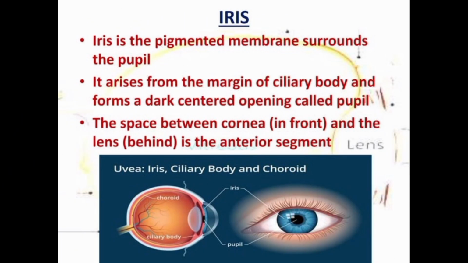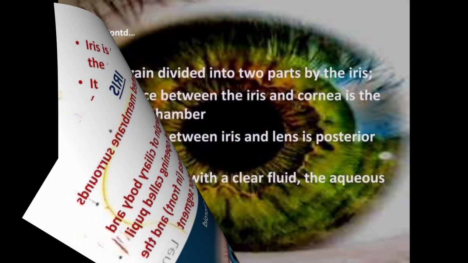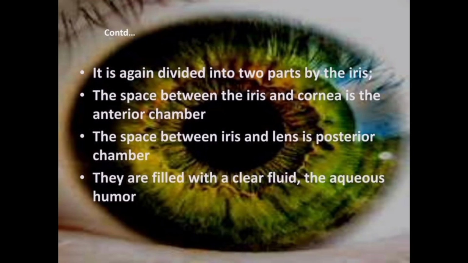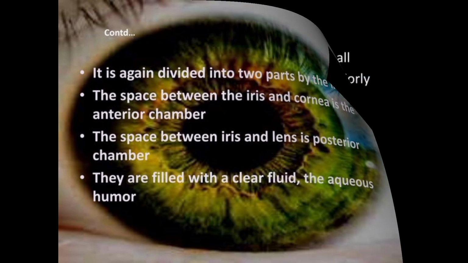Iris. Iris is the pigmented membrane that surrounds the pupil. It arises from the margin of the ciliary body and forms a dark centered opening called the pupil. The space between the cornea in front and the lens behind is the anterior segment. It is again divided into two parts by the iris. The space between the iris and cornea is the anterior chamber. The space between the iris and lens is the posterior chamber. They are filled with a clear fluid, the aqueous humor.